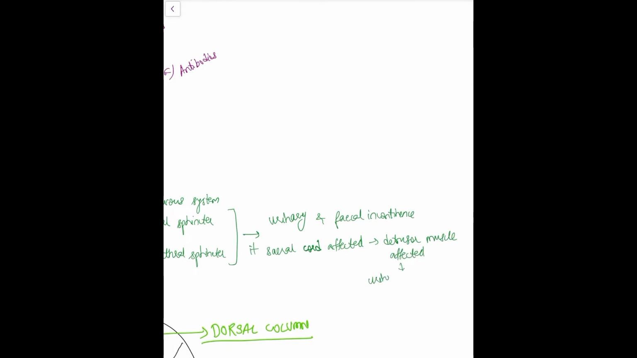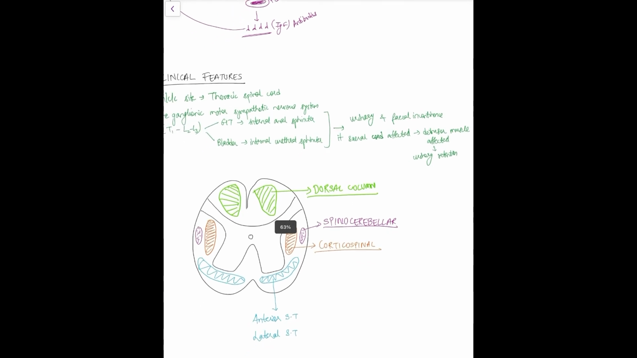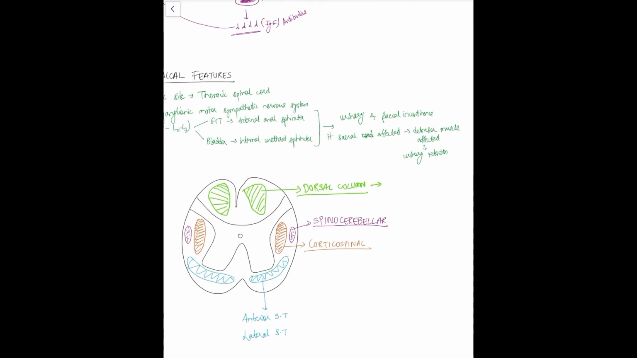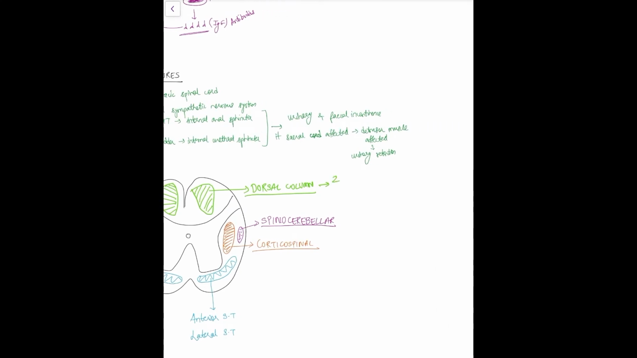What are the other clinical features? Now your spinal cord has gotten affected. If your dorsal column gets demyelinated, what are the dorsal column sensations that you will lose? You will lose your 2-point discrimination, proprioception, and vibration.